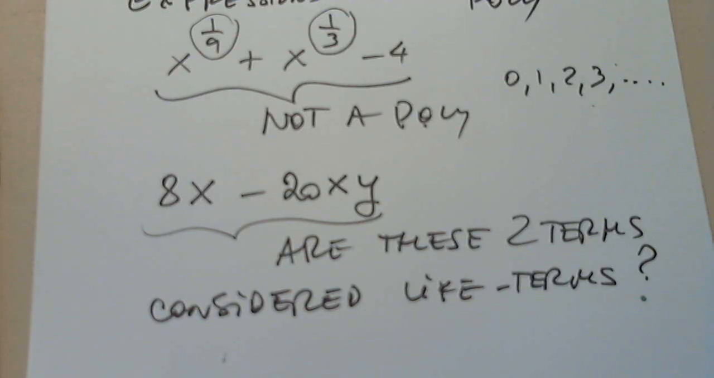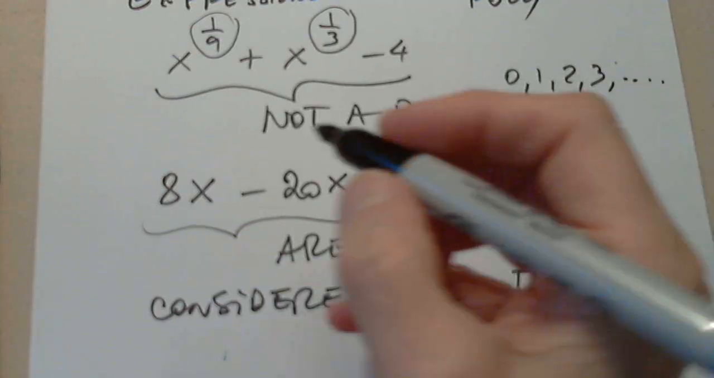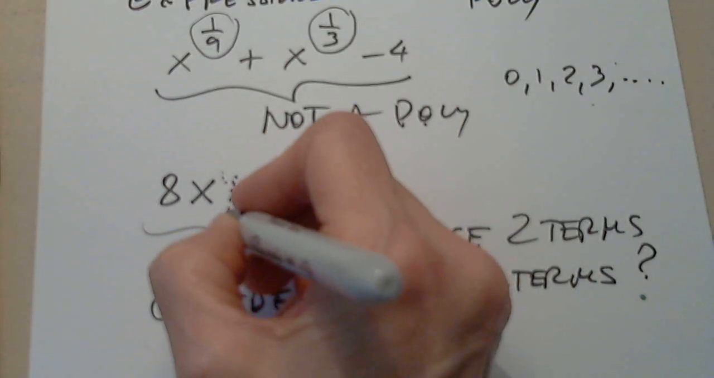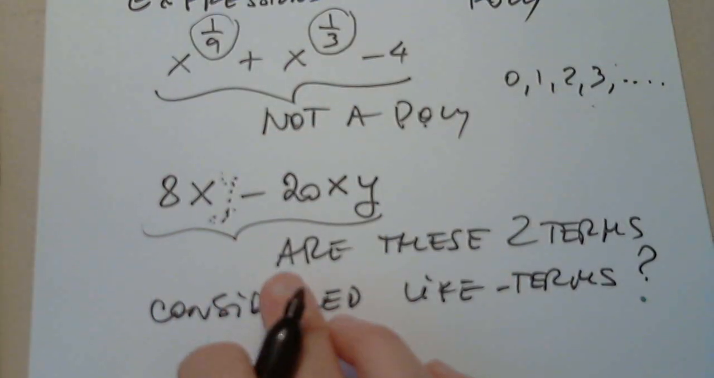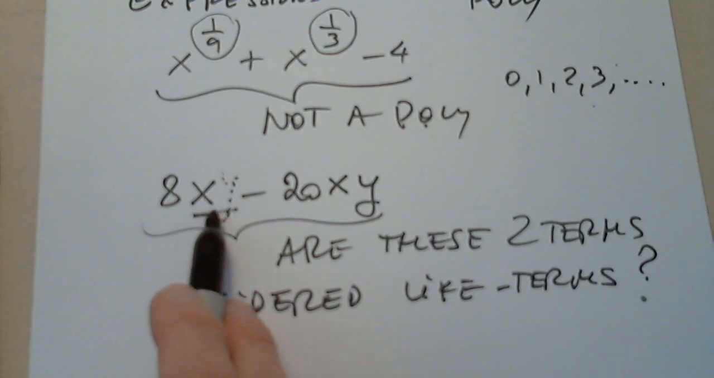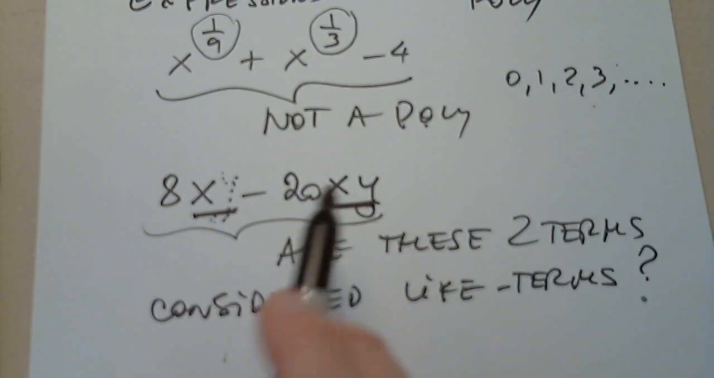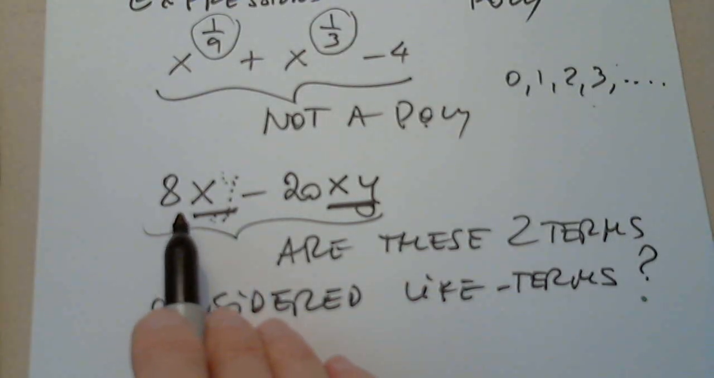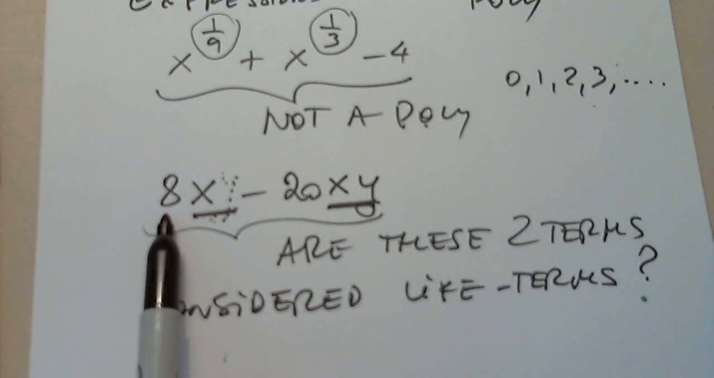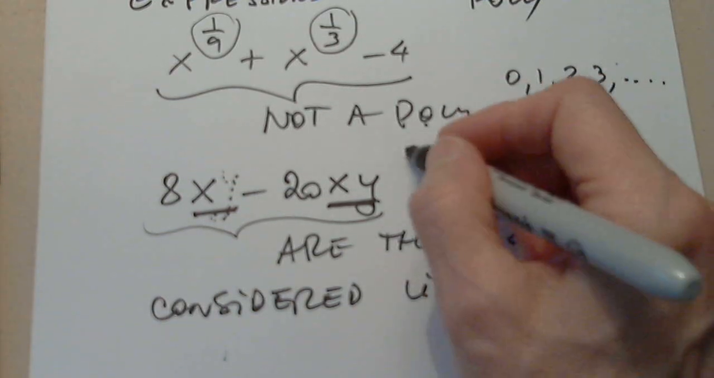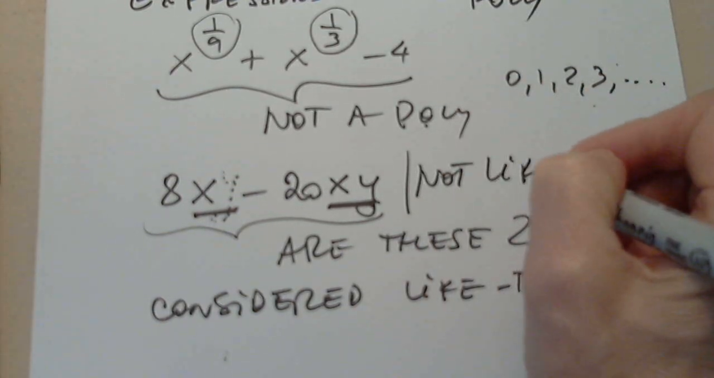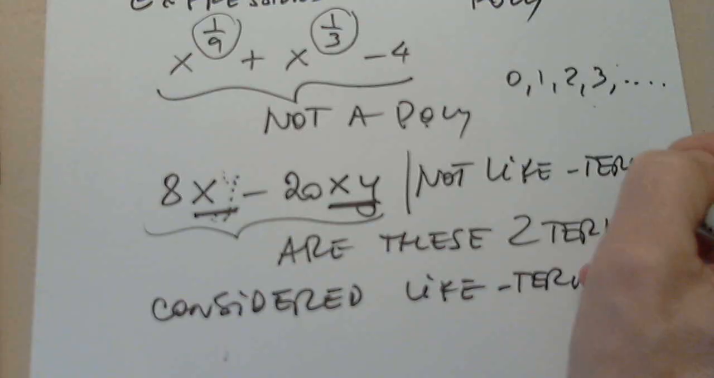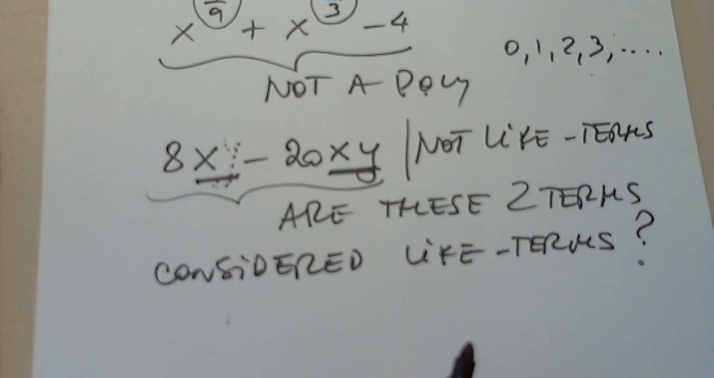I'd say no. Absolutely not. Only if this one also had a y. Yes, because they have to have the same variables, and the variables have to have the same powers. This one does not have y, so therefore these two terms are not like terms. They cannot be added or subtracted.